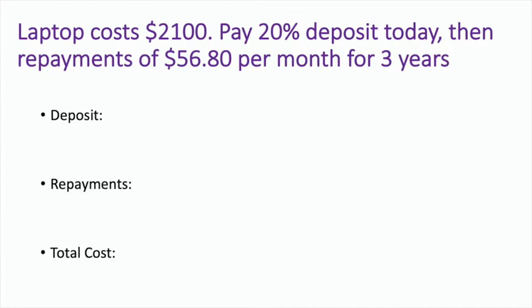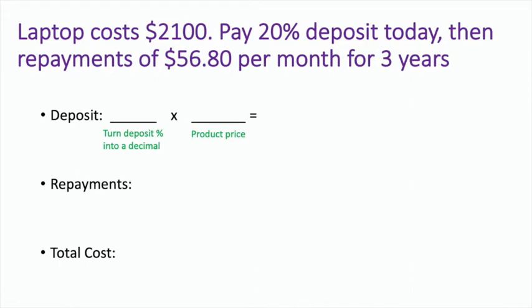Here's how I want you to set it out. Every time you get a question like this, I want you to have these 3 steps. First of all, work out how much the deposit is, and I'll show you how to do it in a sec. Then work out what the total repayments will be that you're making, and eventually you'll be able to find the total cost. So let's start with the deposit.